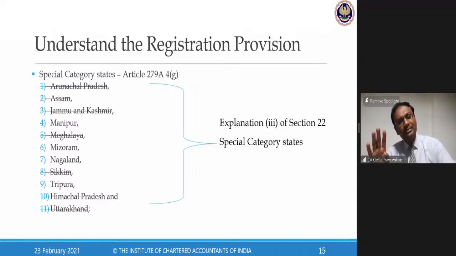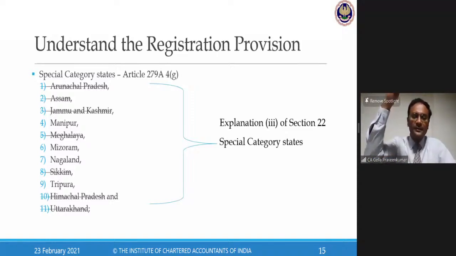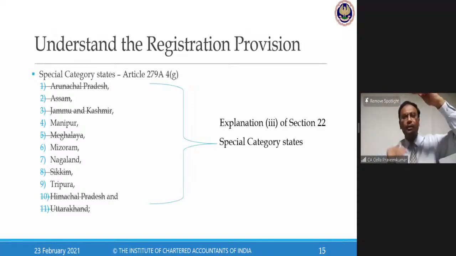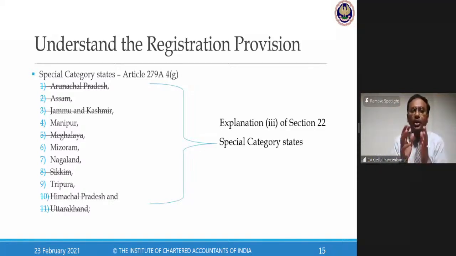No need to memorise by heart, but this is one question which is set from the backdrop of your threshold limit for registration. Out of 6 to 8 adjustments in the examination, you will have 1, 2, 3, 4, 5, 6 adjustments. So one adjustment will revolve around the state from where you originate. If you are from any of these 4 states, my threshold limit is different. For that purpose, I need to remember these 4 special category states.